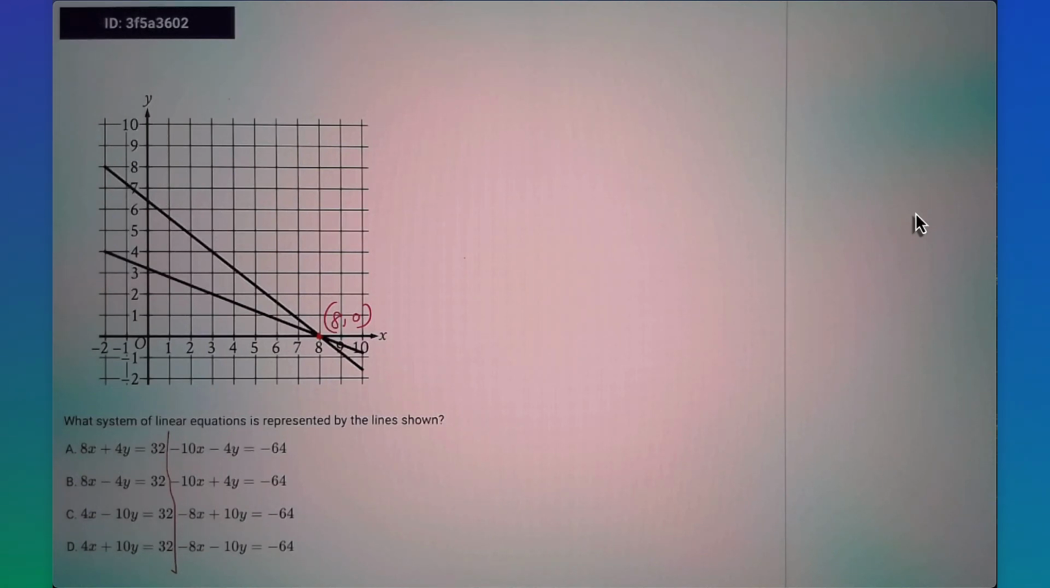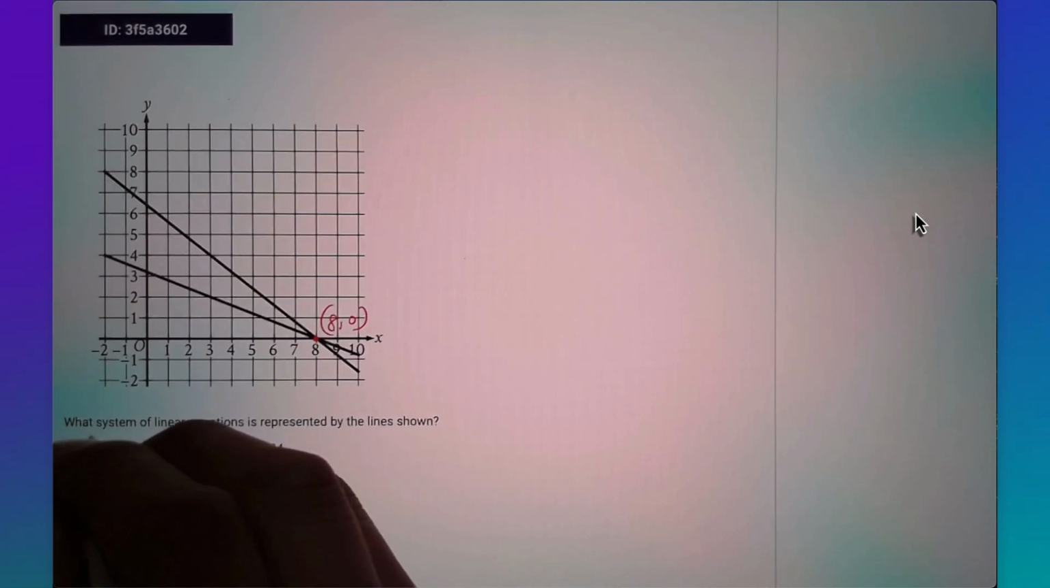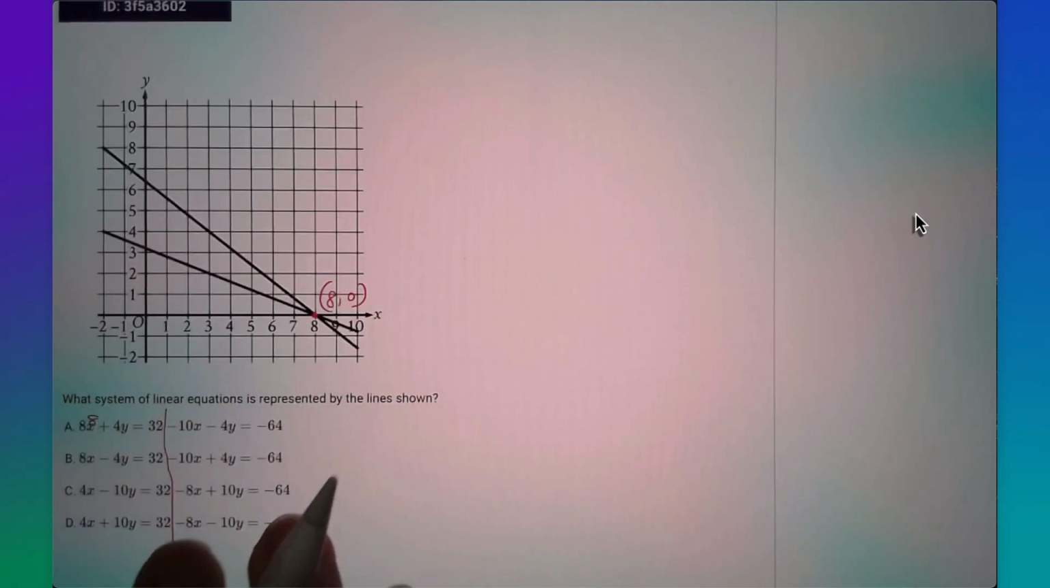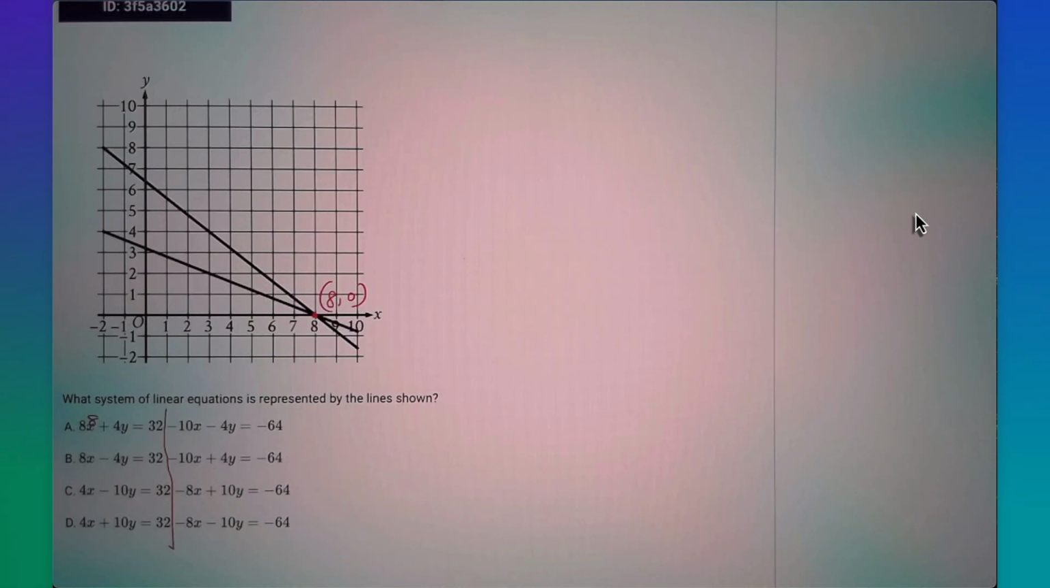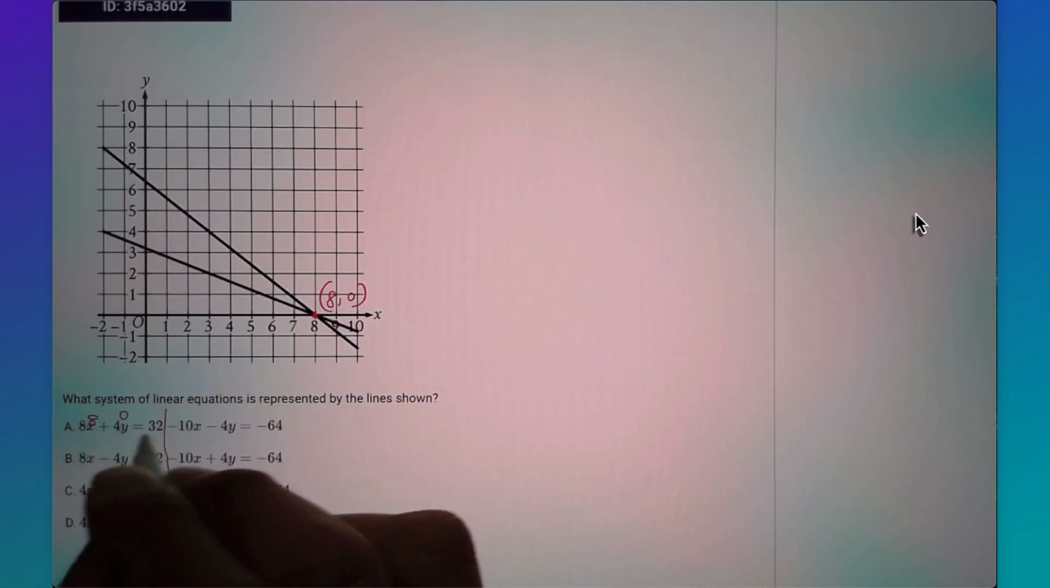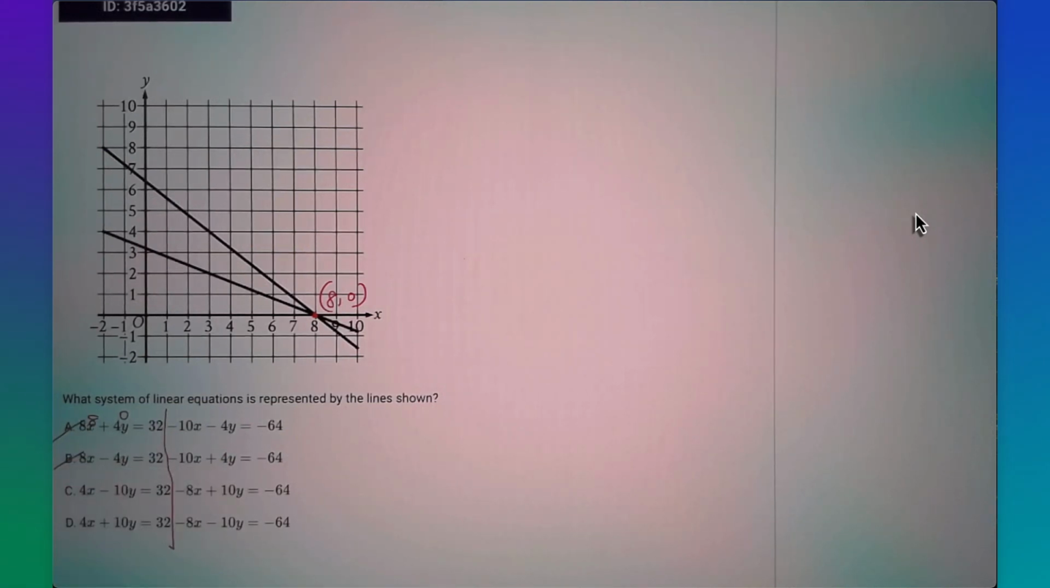When you plug in 8 for x, y should be 0. And we'll test that first. So when I plug in 8 here, for the first one, and y equals 0, it's not going to work, right? Because 64 is not equal to 32. So A and B are gone because they're both going to give you 64 equals 32. So I don't even have to waste my time looking for the second equation.